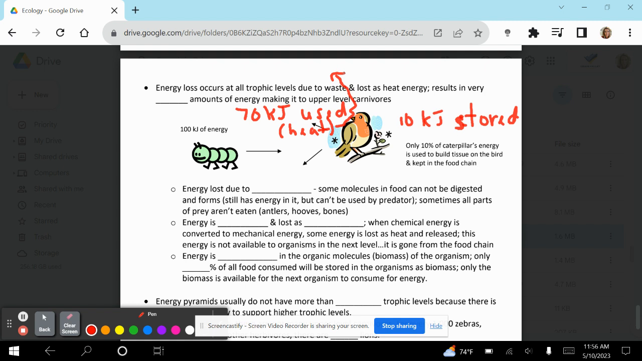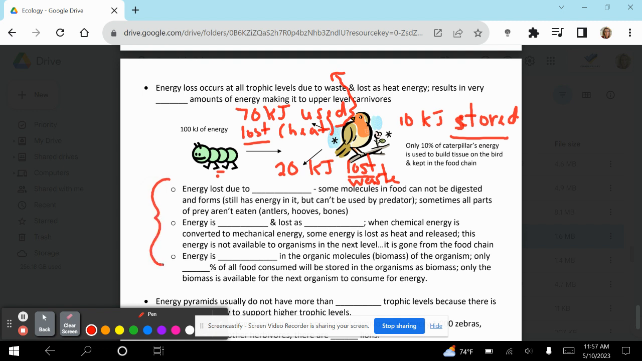Also, this bird isn't going to be able to digest every molecule in the caterpillar, and some of that energy is going to be lost as waste. And what would be left would be 20 kilojoules. So it's going to be lost. So let's indicate lost as waste. Okay, so only about 10% is getting stored, and the majority is being lost. Let's indicate this energy is being lost as heat and lost as waste.